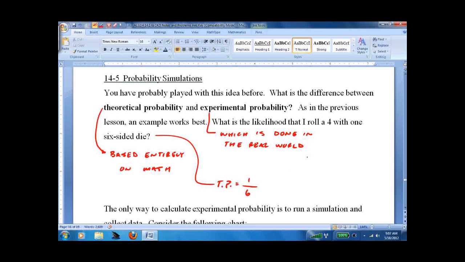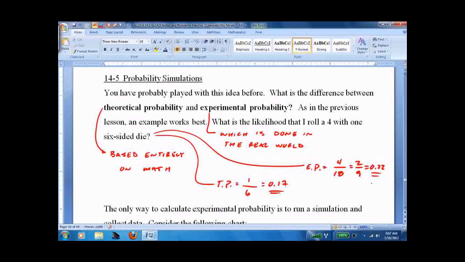I played with this a little bit. If I go with experimental probability, I think I just did 18 tosses, and I got 4 out of 18, which is 2 out of 9, which is not too different than that. It's 0.22, and this was 0.17. Those numbers aren't that far off, but you can see they're different.